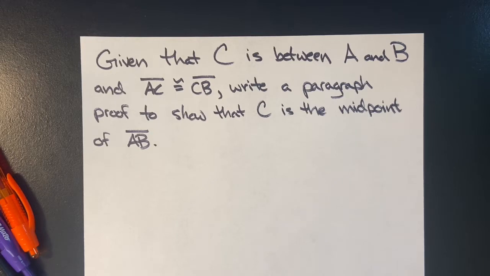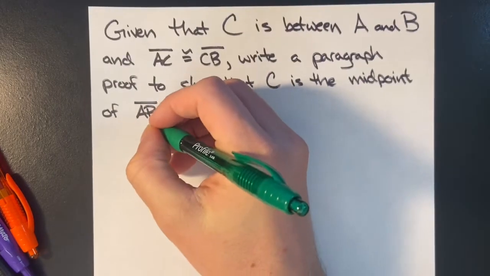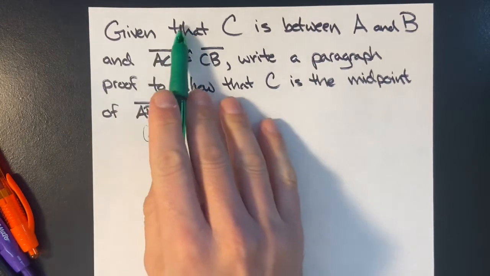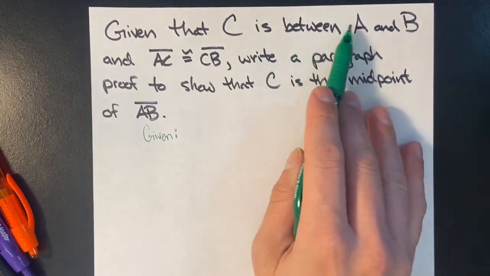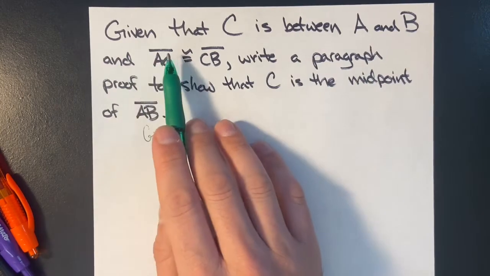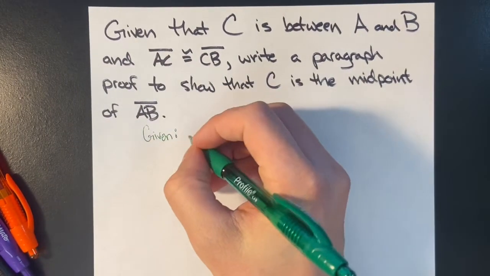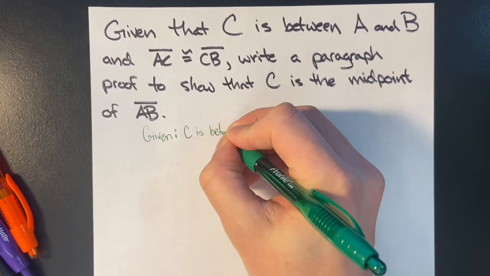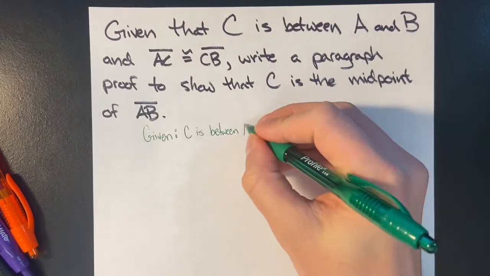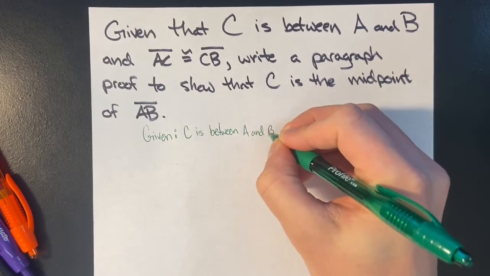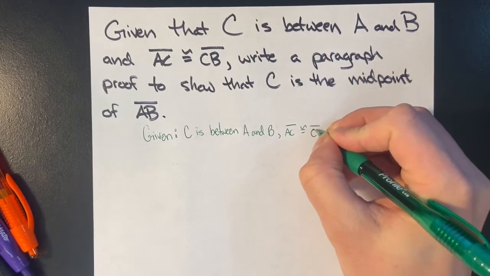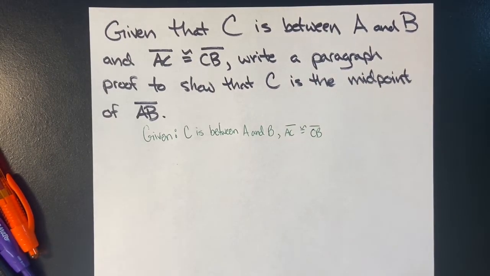The first thing that we're going to do is write out our given and prove statements in this form. We're going to say the phrase "Given," and we write out what we're given: C is between A and B, and segment AC is congruent to segment CB. Okay, we write that out.